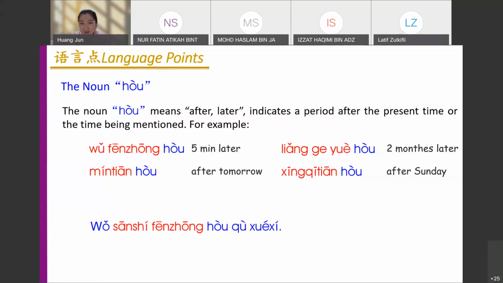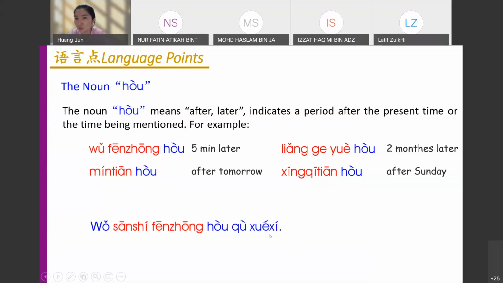So then one more. 我30分钟后去学习. Similar one. Can you catch the meaning? 我30分钟后去学习. 我 means I. 30分钟 is 30 minutes, 后 is later. So 30 minutes later, I 去学习.